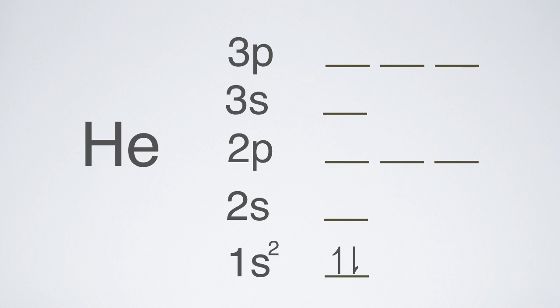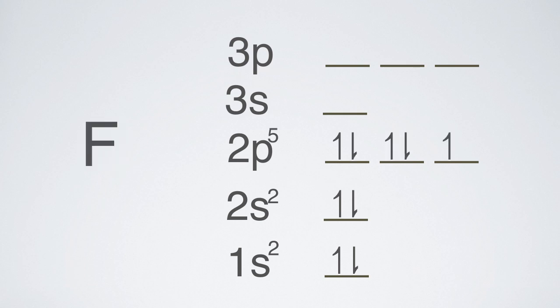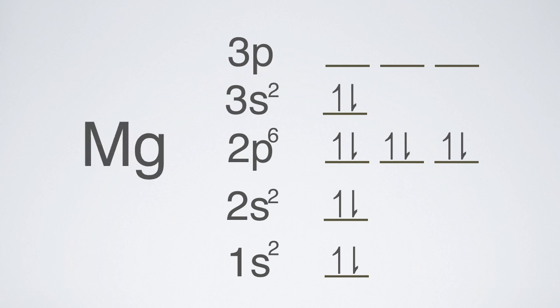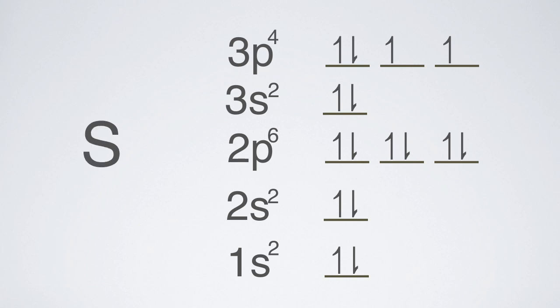Now we move on to lithium. Lithium, we've got to move to the next highest energy orbital. Then beryllium, then boron, carbon, nitrogen, oxygen, fluorine, neon. And now again, we've got to move on up when we move to sodium. 1 up in the 3s, then magnesium, aluminum, silicon, phosphorus, sulfur, chlorine, argon.